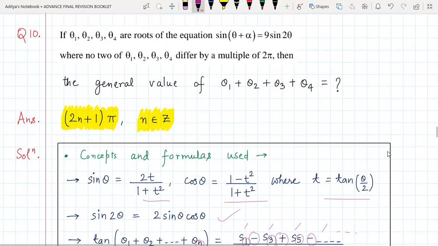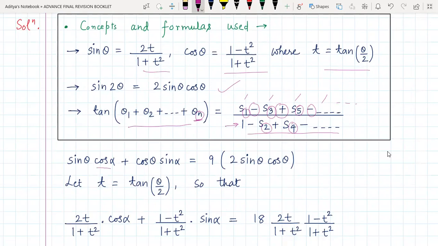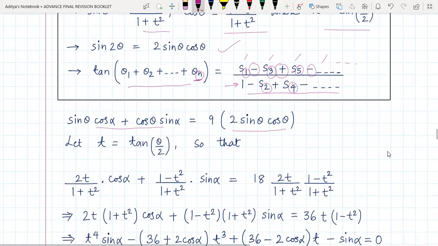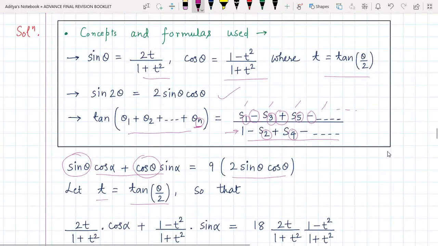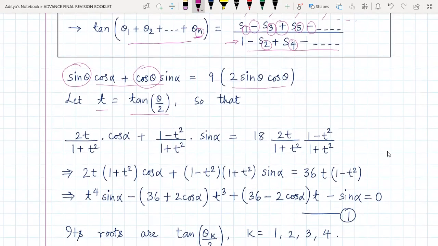So what we have done is, the given equation we have simply expanded. On expanding, we get sine theta cos alpha plus cos theta into sine alpha, and sine 2 theta I have written as 2 sine theta cos theta. Now we'll let t equal tan of theta by 2, and we'll write sine theta and cos theta in terms of t, just like we have learned in the formulas. So the given equation becomes completely in terms of t, as written here.